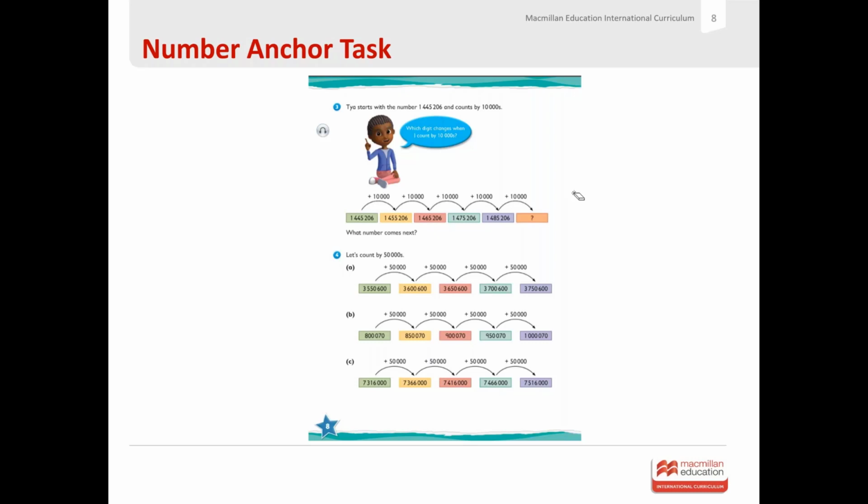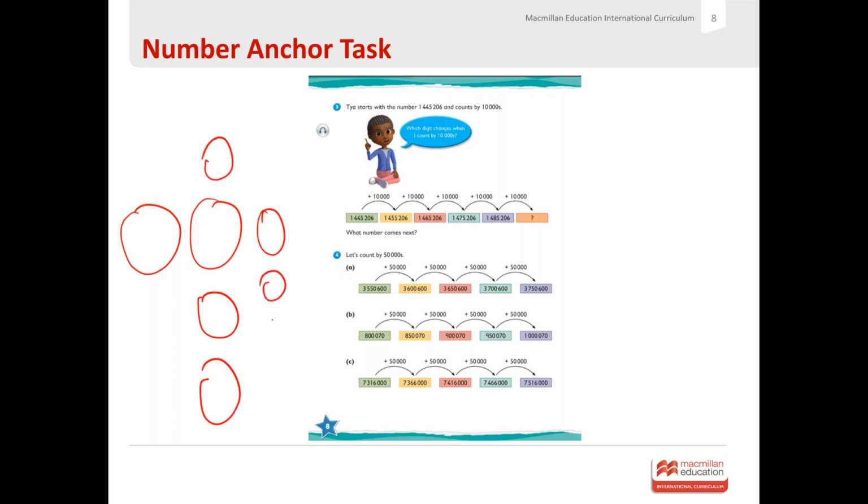So here you can see our children are going up by 10,000. So if you use place value counters, then you can have 1 million here, and then you can have 100,000, you've got 400,000, and then you've got another 40,000. So you can have all of these, and you can say, what happens? Can you show me what happens when you go from 1,445,206 to 1,455,206? Can you show me what happened with a drawing? Can you show me using place value counters?